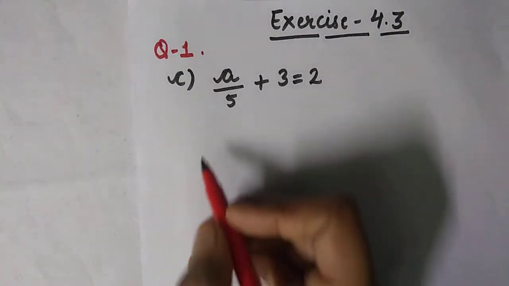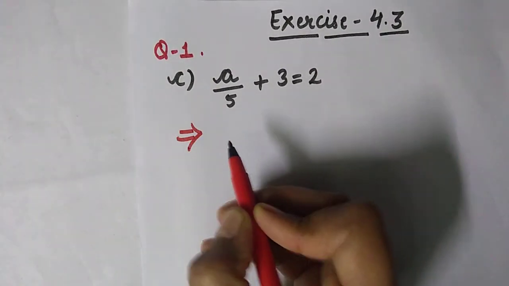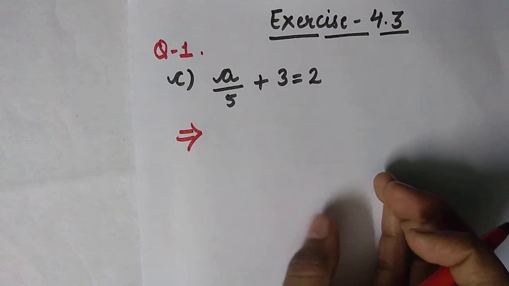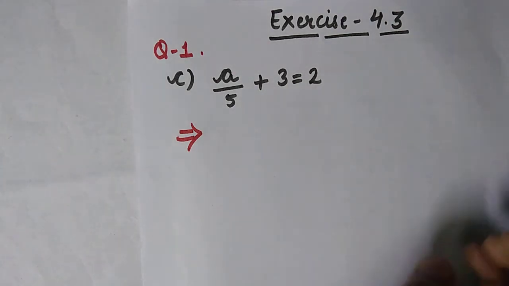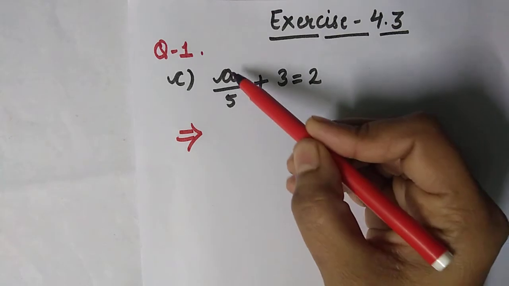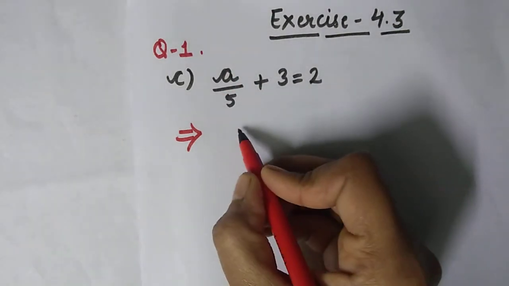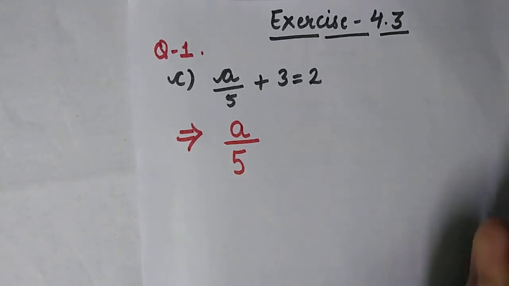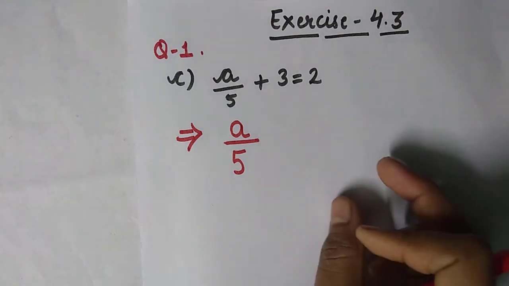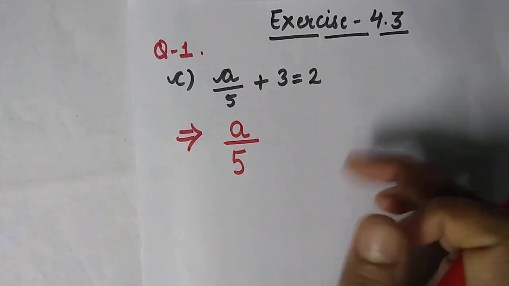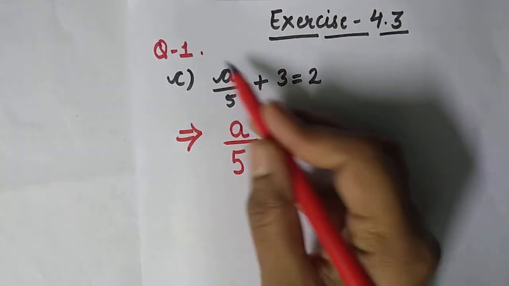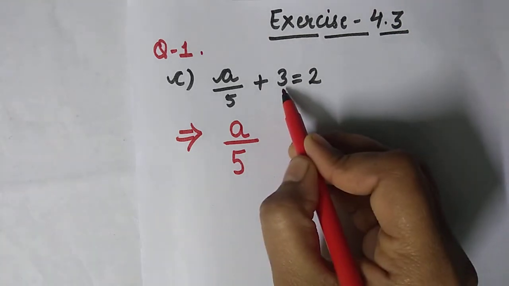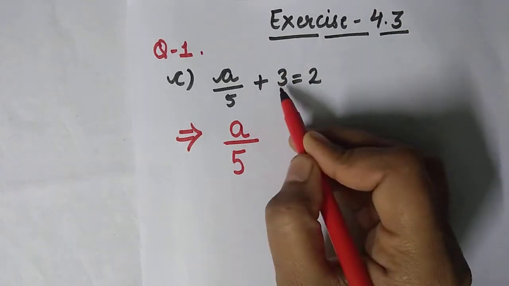Okay, so how will you solve? First step, you need to separate the variables. You need to separate the terms having variable on one side and constant terms on the other side. Okay, so this is the term having variable, so I will take this term on LHS, and all the terms which are independent of the variable, I will separate on the right hand side. So this is the only term having the variable, so I just wrote A by 5. And this is a constant. It means I have to shift this plus 3 to that side.